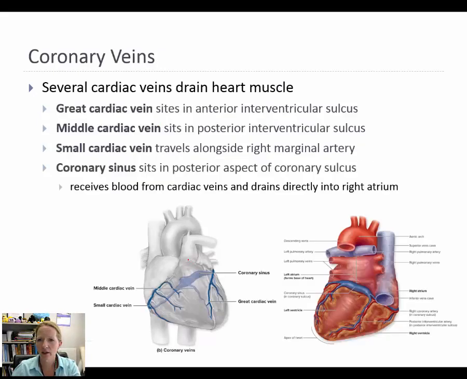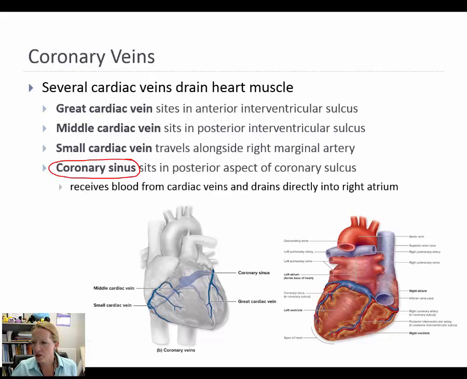Let's take a look at the coronary veins. These are a lot easier because you have a small, a middle, and a great cardiac vein. They're basically all just gathering that deoxygenated blood, and eventually all of these are going to drain into the coronary sinus. This is one that I had mentioned with blood flow in an earlier section.